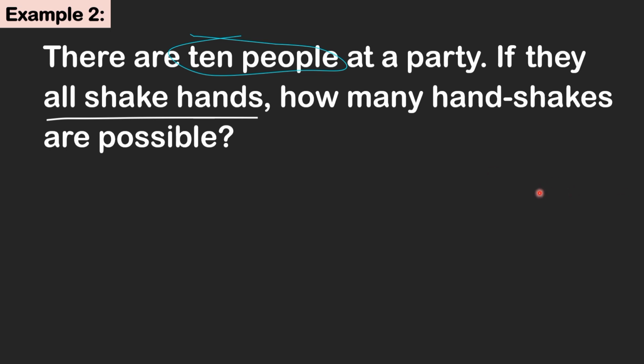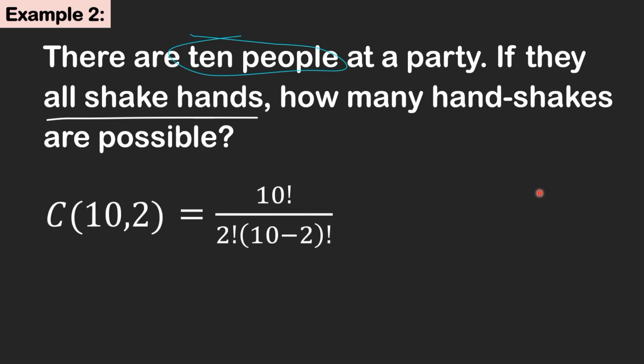N factorial over r factorial times the quantity of n minus r factorial, where n is the number of people and 2 represents a pair, since a handshake involves 2 people.